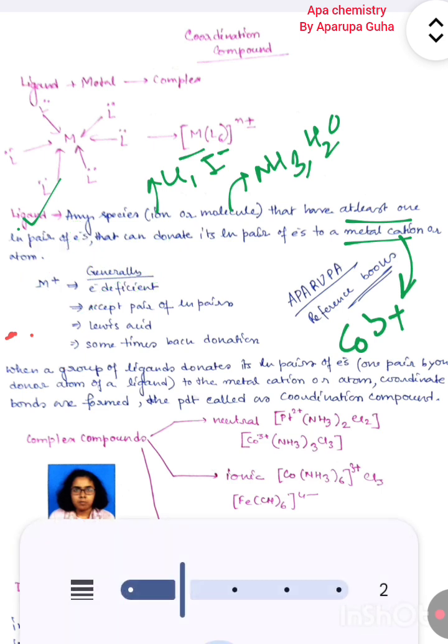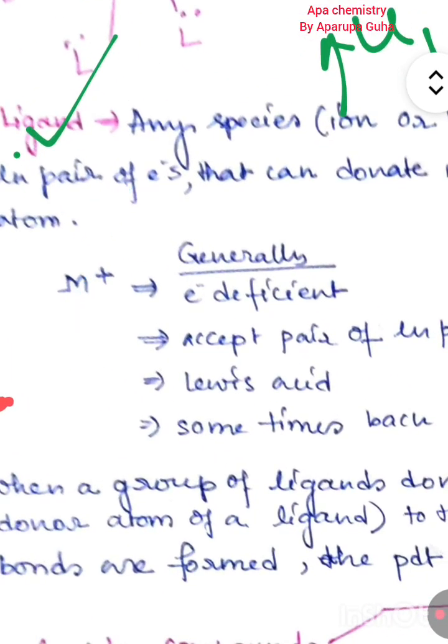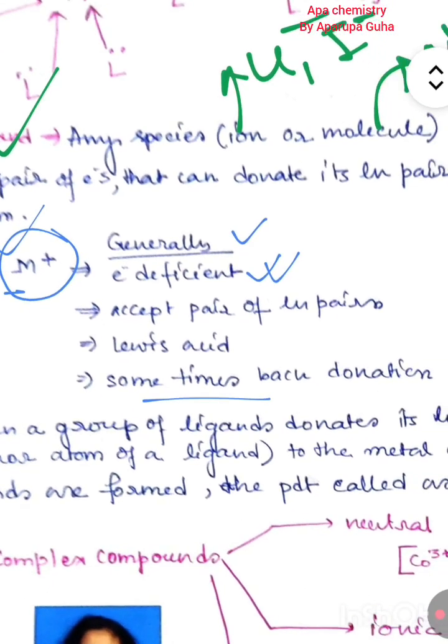Now M plus or metal. Generally metal should be electron deficient. That means mostly they may be either cation or otherwise they may be in atom state. But the atom state is very rare, as for example nickel CO whole 4. So this type of example is very rare. Mostly they are cations. Okay. And that's why they can hold extra electron density from the ligand. Okay. But if this metal somehow becomes an electron rich system, then back donation can be possible.